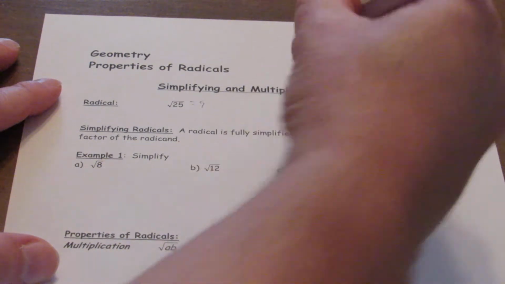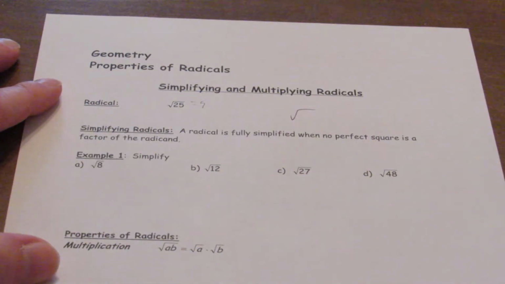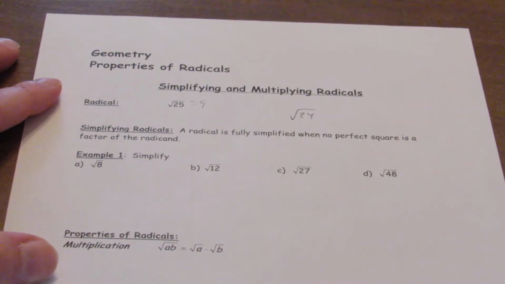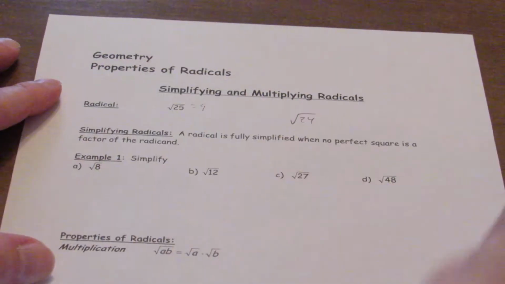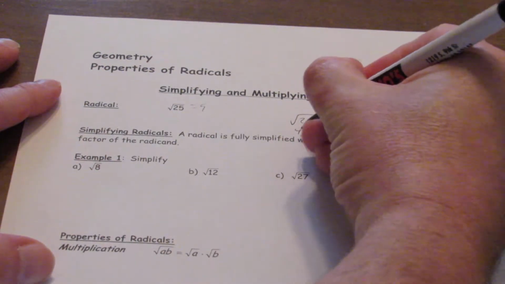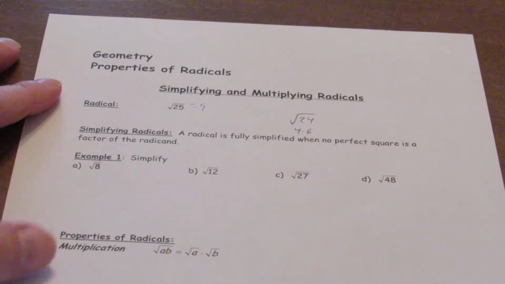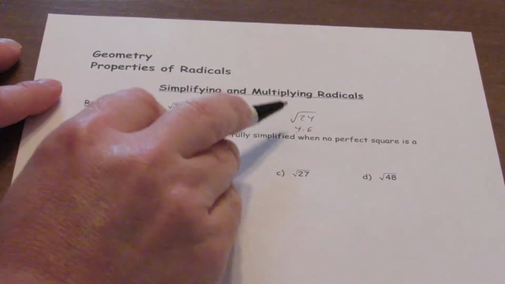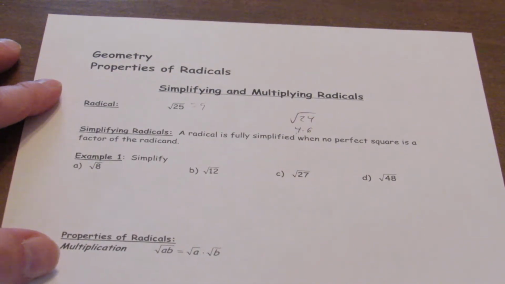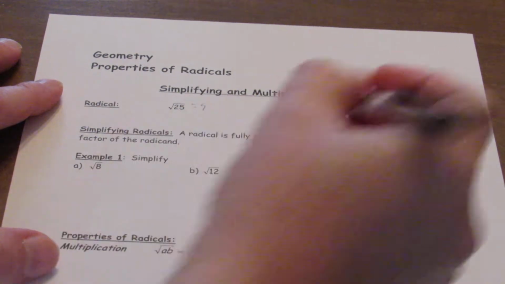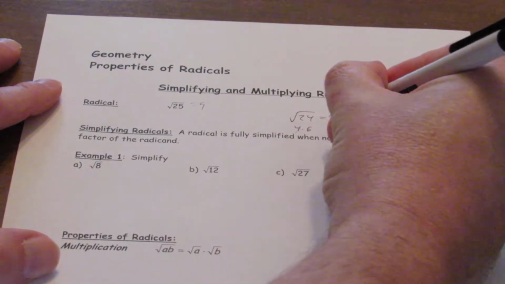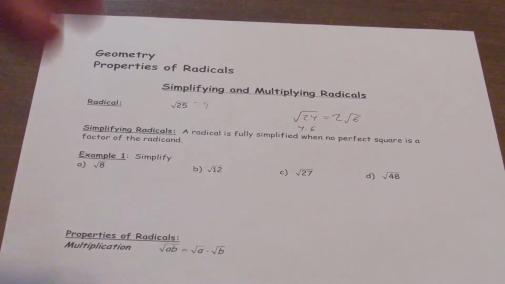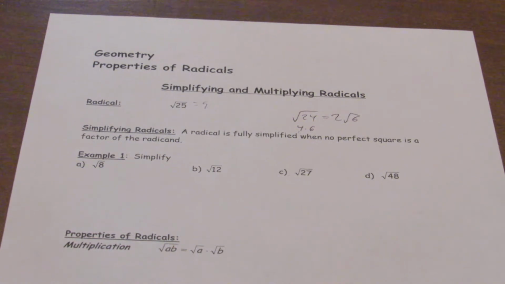Let's use 24. If I look at 24, and there's different ways you could do this, it is 4 times 6. 4 is a perfect square. So 24 has a perfect square in it. So the simplified version of this is 2 root 6. I'm going to go over how we did that with the examples.